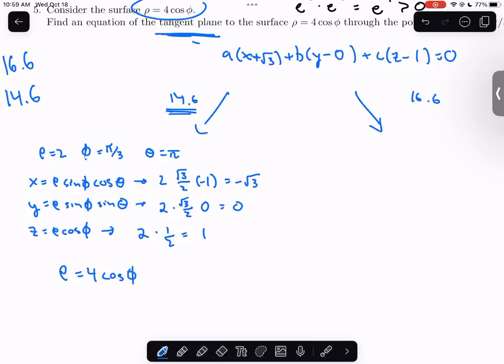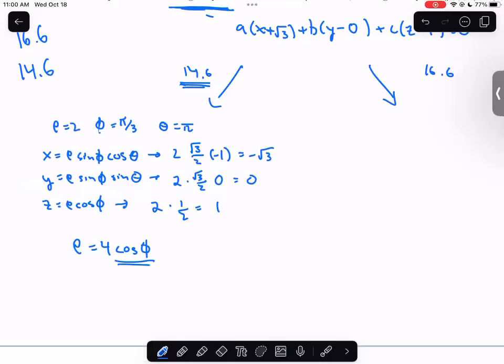So I have rho equals 4 cosine phi. So this is the bit, and we practiced this when we were talking about 16.6 and even before that. We would try to match up the equations that we have with what we're given. And so in particular, the only one that has cosine of phi in it, we actually saw this right above here, is the z equation. Z has a cosine of phi, but the only problem is, in order to use the z equation, there needs to be a rho in front of that.